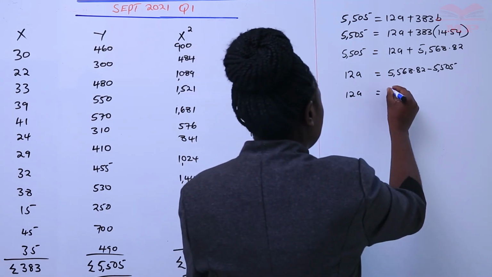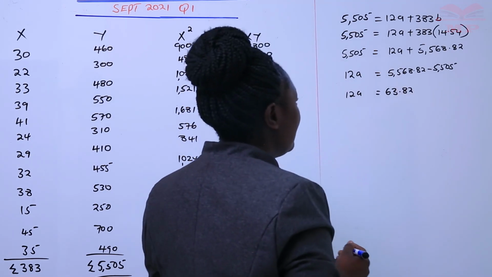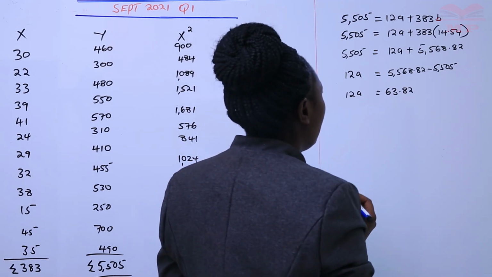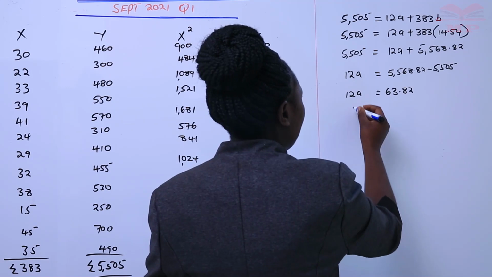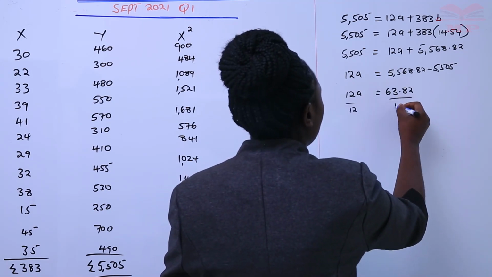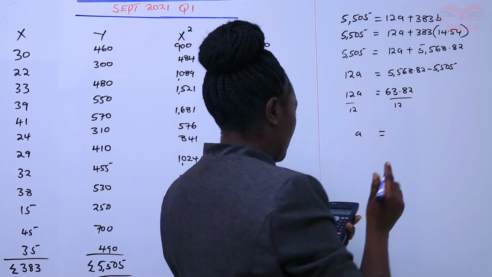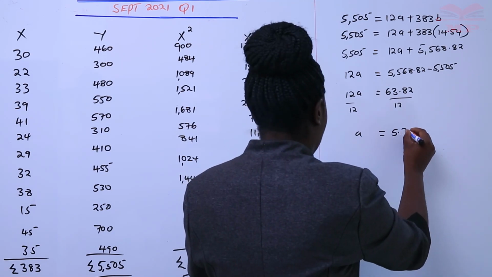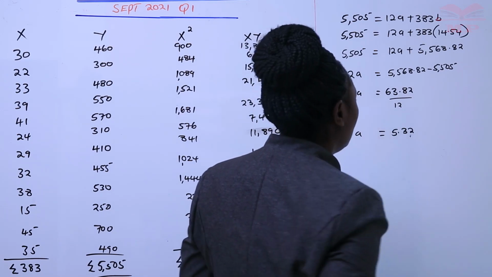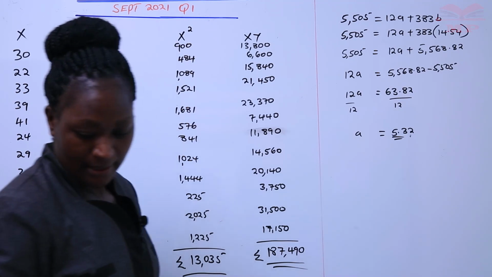63.82, and then from there we divide by 12 on both sides so that we find the value of A. So we are dividing this by 12, and then A will be equal to 5.31. We round it off, 5.32. So this will be the value for A.